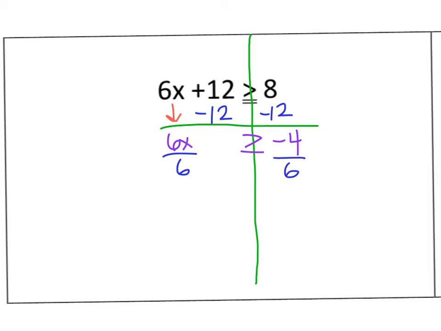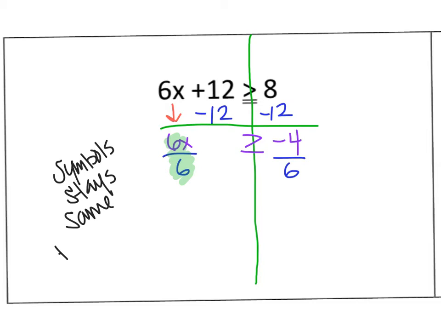And remember, this is the spot where I'm going to look and see. If I divide by a positive, the symbol stays the same. So my symbol stays the same because I divided by positive 6. I could say my answer now is x is greater than or equal to negative 4/6, or that can simplify to be negative 2/3.